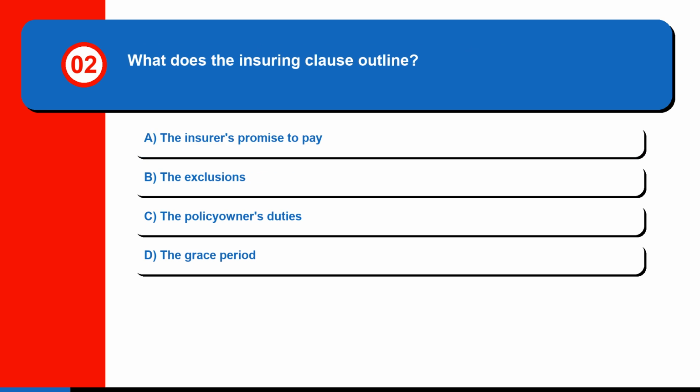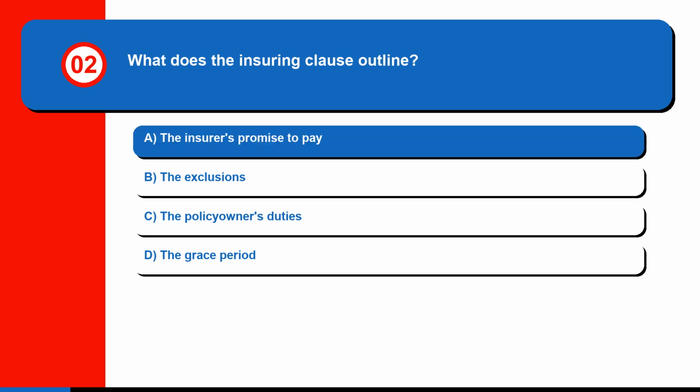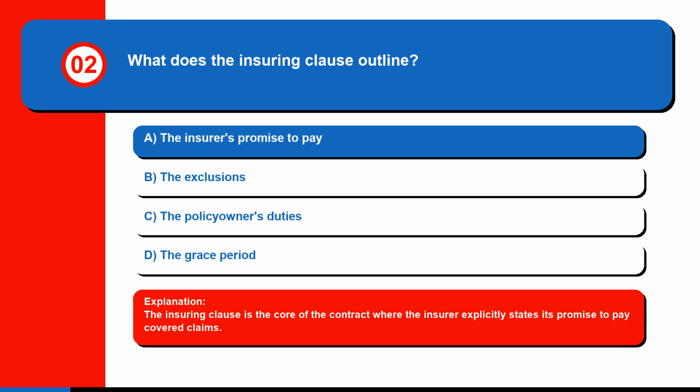Question 2. What does the insuring clause outline? A. The insurer's promise to pay. B. The exclusions. C. The policy owner's duties. Or D. The grace period. The correct answer is A. The insurer's promise to pay. The insuring clause is the core of the contract where the insurer explicitly states its promise to pay covered claims.